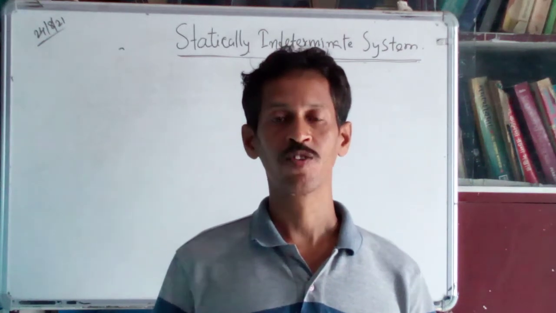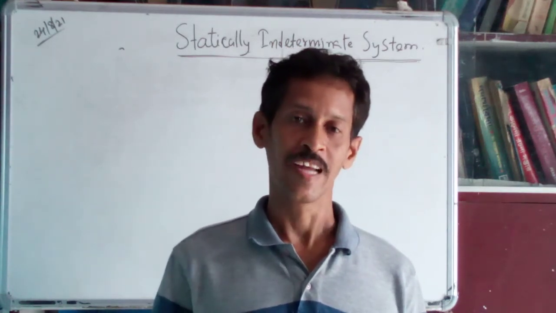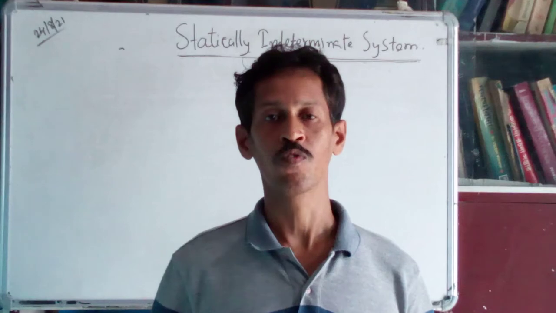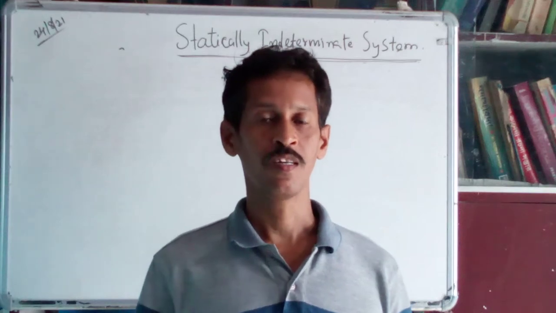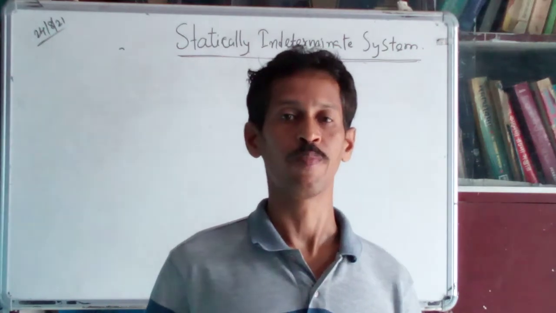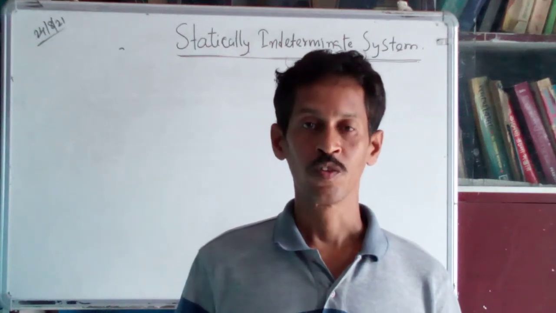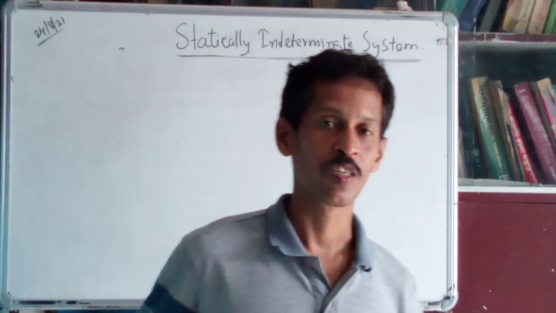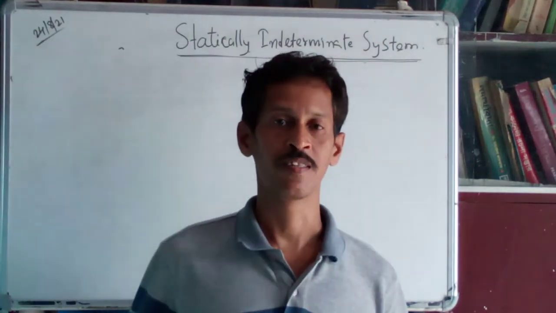These additional equations are a supplement added to the principle of statics. How do we find this additional information? We have to find it by considering the deformation of the system. The equation which we find from the deformation of the system is known as the compatibility equation. We can find the compatibility equation in the case of a composite bar or compound bar, which is an example of a statically indeterminate system.